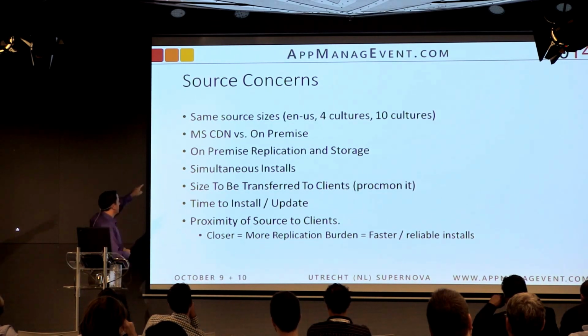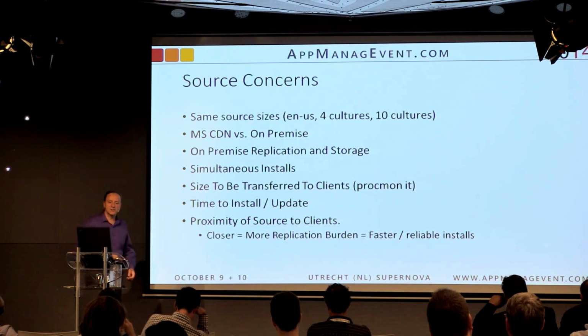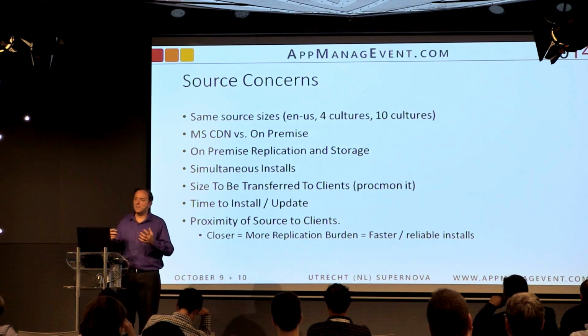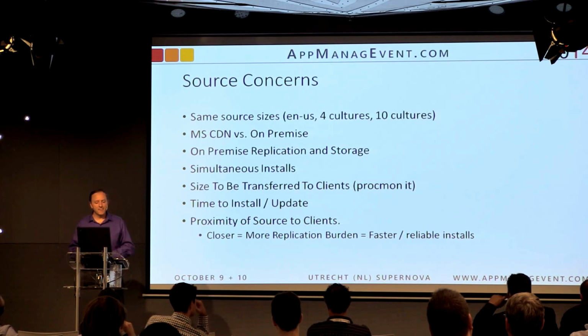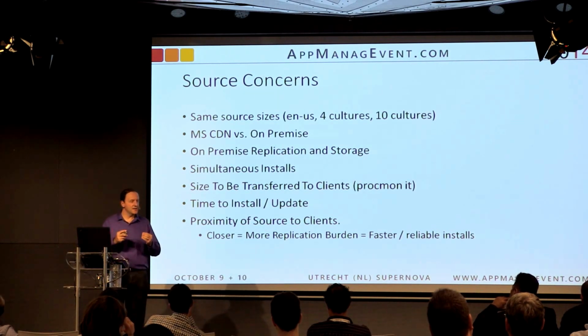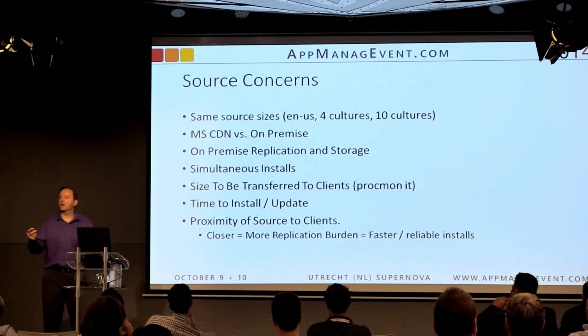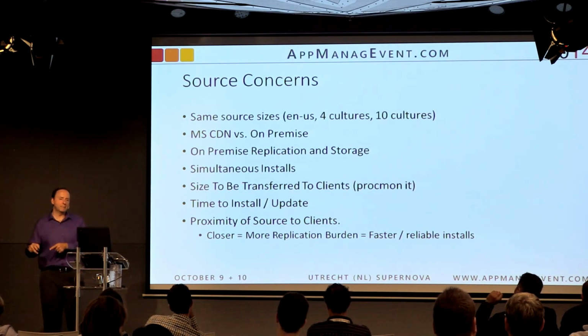Source concerns. So we do on-premise source, and that's what I would basically recommend. You're going to have to manage on-source replication and storage. Simultaneous installs, how many installs can you sustain at a time? Check out the size using Procmon. Also, time to install, because Office Click to Run is very tolerant of lag, there can be unusual situations where it seems to wait a really long time trying to get source files or doing some install operation, and it doesn't mind, but your users might mind.